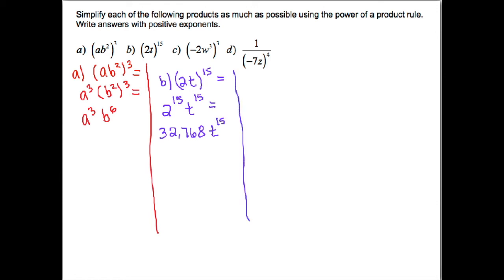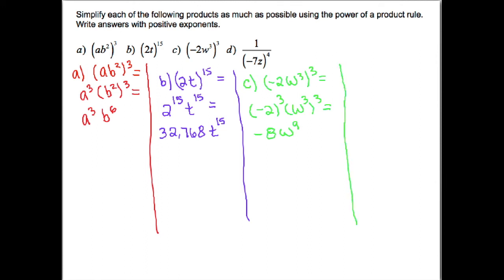For part C, we have negative 2 w to the 3rd raised to the 3rd. Again, taking each factor, starting with negative 2, I'll raise it to the 3rd. I'll take w cubed and raise it to the 3rd. Now negative 2 times negative 2 is 4, times negative 2 is negative 8, times w, and when you have an exponent raised to an exponent, you multiply the exponents, times w to the 9th.